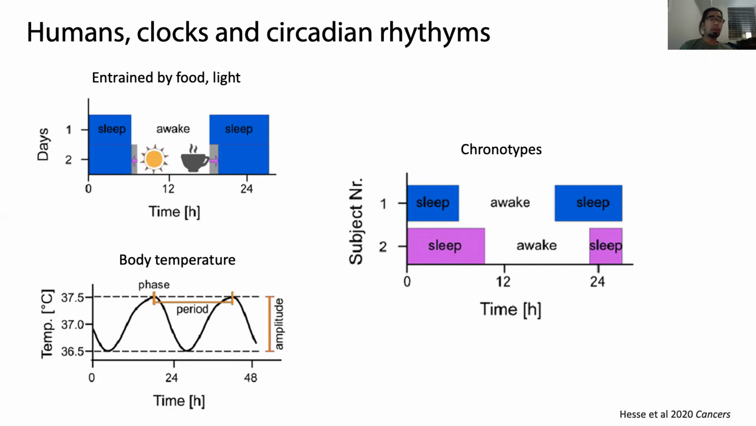For example, our body temperature also fluctuates with a 24-hour cycle. As we get closer to the night, we cool down and we sort of warm up as we get closer to the day.